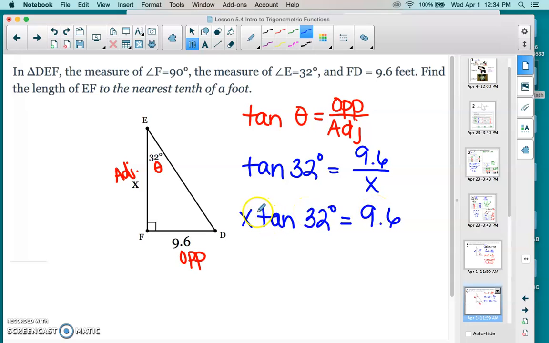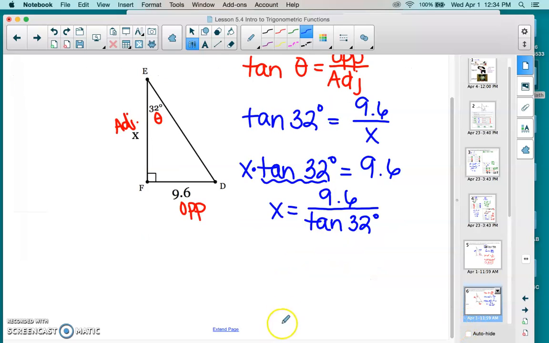Okay, the next thing I'm going to do is recognize that this x is multiplying by the tangent of 32 degrees, which is just some number that we don't know yet. So what we're going to do is divide by tangent of 32 degrees. It's going to look like this. Okay, so that's how you're going to do your solving process.